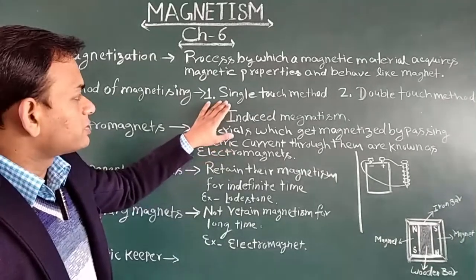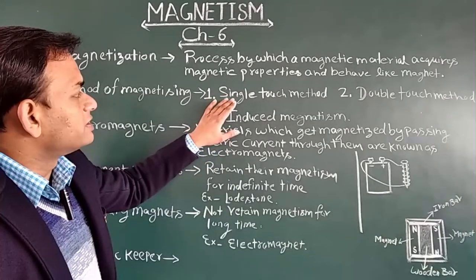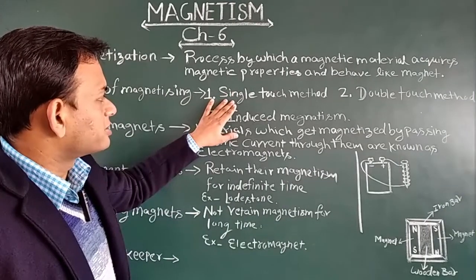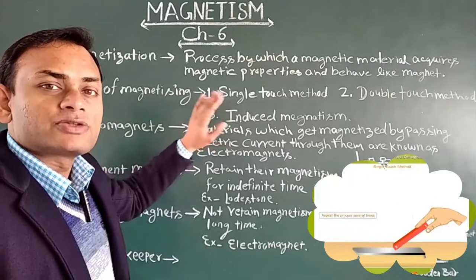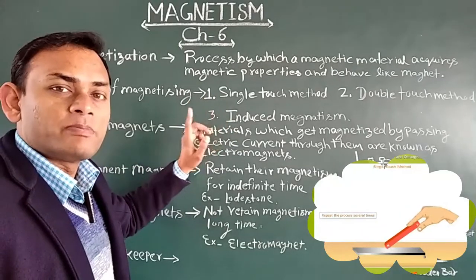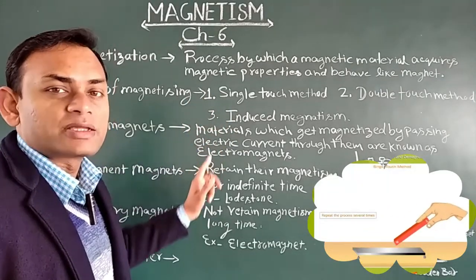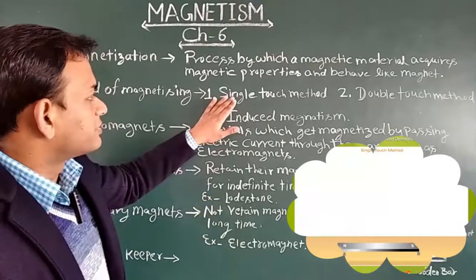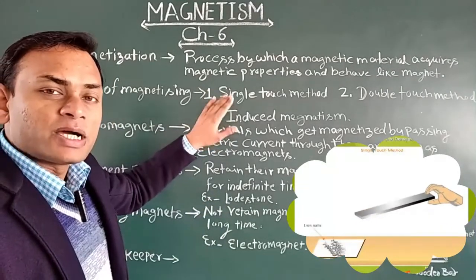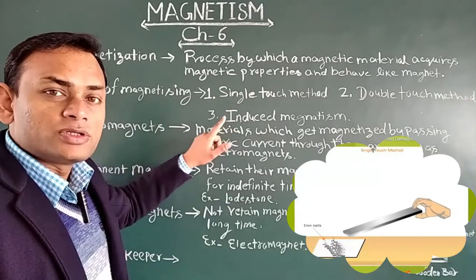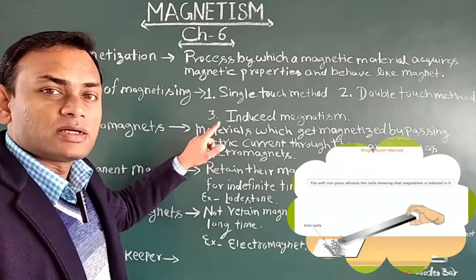Got it? So first of all, what is the single touch method? In the single touch method, a magnetic material is magnetized by rubbing a magnet longitudinally on the magnetic material.